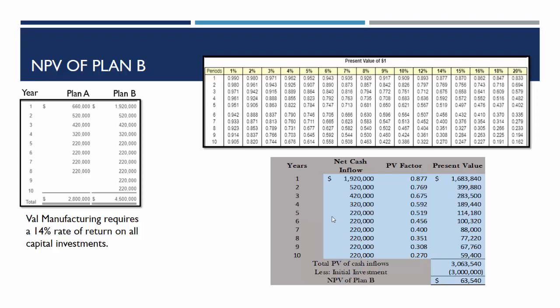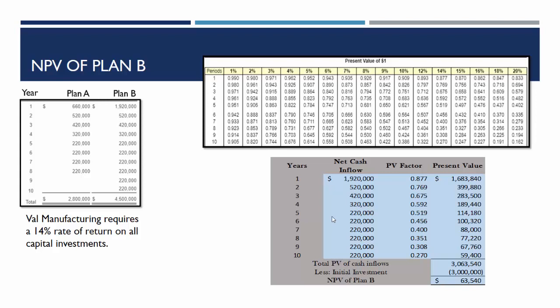For Plan B, you would do the same exact thing. You would go through and you would take each year's respective cash inflow, multiply it by the present value factor that is at the intersection of your number of periods and your required rate of return of 14%. And then when you get done, you would add all of those up to find the total present value of the entirety of your cash inflows.